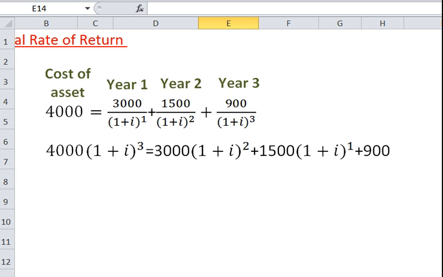So you can see if we try to solve it, we'd have to multiply each side of the equation by 1 plus i cubed. So we'll multiply 4,000 times 1 plus i cubed, which is just 3,000 times 1 plus i squared, because this one here divides it, plus 1,500 times 1 plus i to the power of 1. This one here. And this one here is just 900, because we've multiplied by 1 plus i cubed, so those two would cancel. So we need to find a solution to this equation, and as I said, it is complicated. So using the computer in this way is a pretty good idea. Let the computer do the work for us.